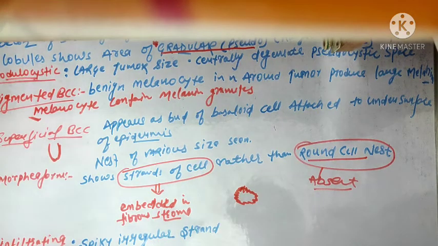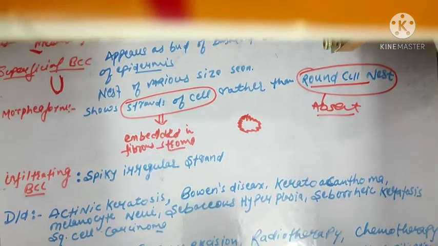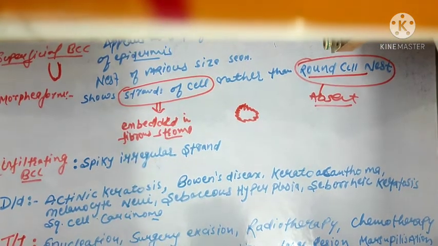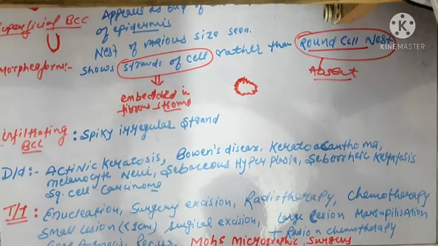So this was all about the nodular basal cell carcinoma. Now I am going to discuss the differential diagnosis. A patient comes to you, you have seen the features, and you come to a conclusion that yes, this can be the tumor, this type of tumor.